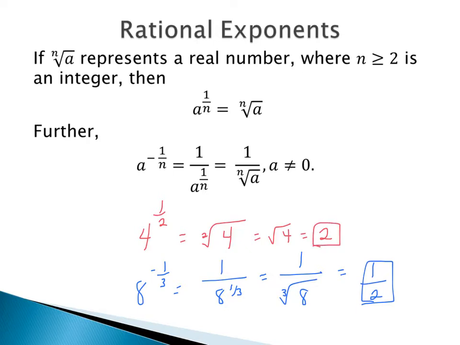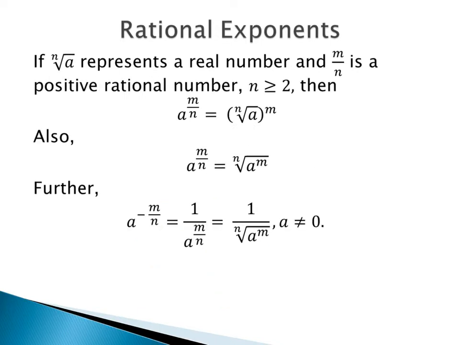This concept is going to continue to come back, even more with our rational exponents. If the nth root of a represents a real number and m over n is a positive rational number where n is greater than or equal to 2, then a to the m over n equals the nth root of a raised to the m. So we're adding this extra piece where we have not a 1 in the numerator, but we have a number.